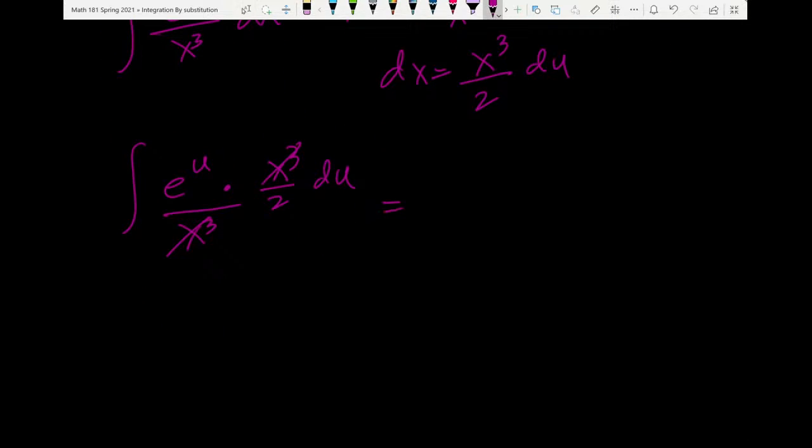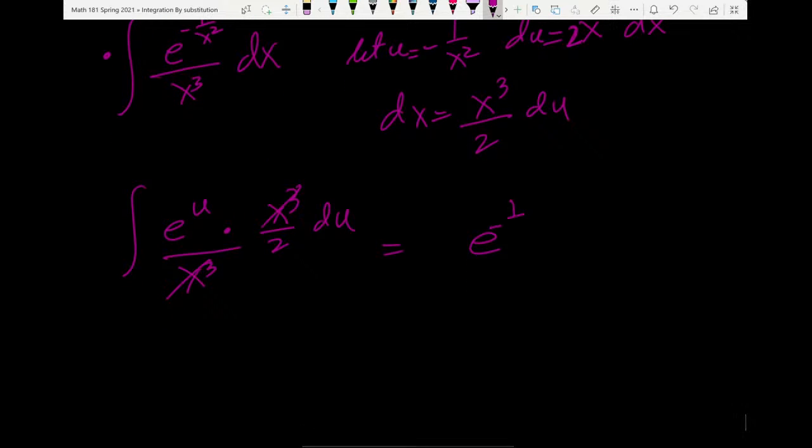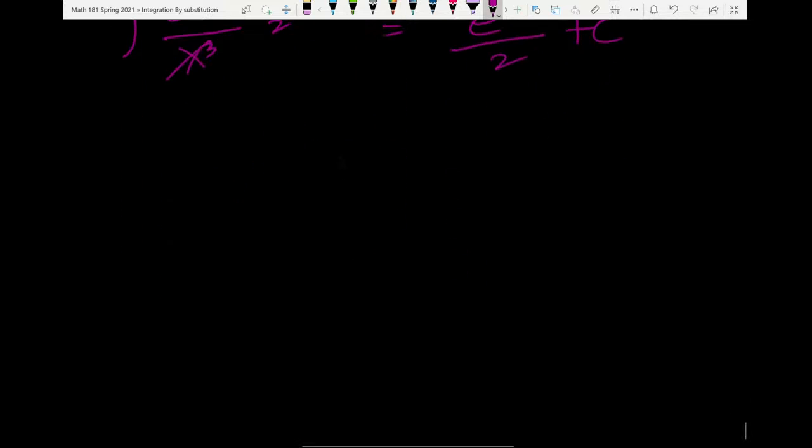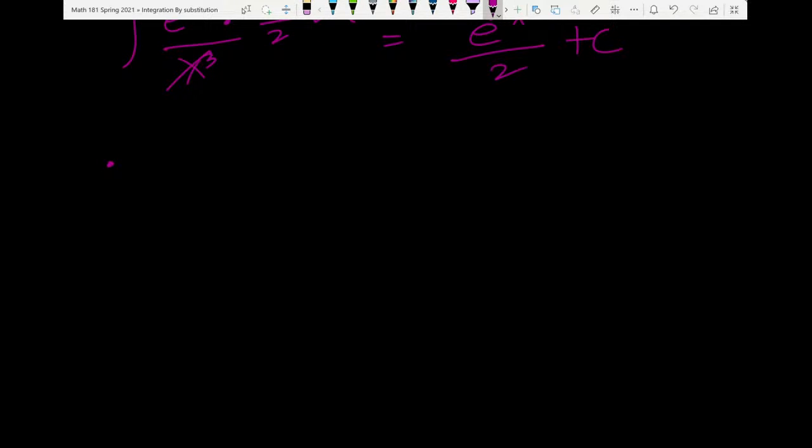Now we can take the antiderivative of that, and it becomes what? E to the negative 1 over x squared, over 2, plus c. So I couldn't just use u prime to get that. That's the tricky one. All right, let's try this one. E to the 2x over 1 plus e to the 2x dx. Try that.